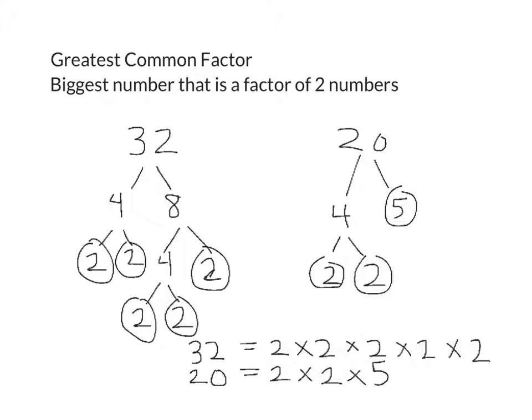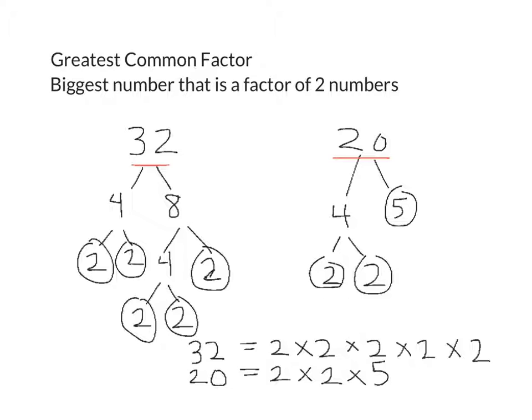So today we're going to review what the greatest common factor is of a couple of different numbers. The greatest common factor is the biggest number that is a factor of two numbers. What I did here was I went ahead and prime factorized 32 and prime factorized 20. I've already talked about how to do that, just breaking it down into prime numbers.